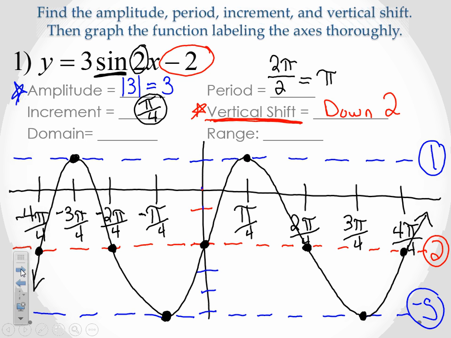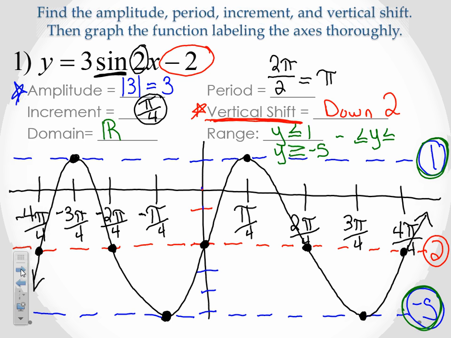But we can't forget we have to do domain and range. Our domain, remember, ladies and gentlemen, is always going to be all real numbers. Our range is going to be determined by our amplitude, so the 1 and the -5. We know that y has to be less than or equal to 1, and y has to be greater than or equal to -5, because we can never pass our amplitude points. You can write it like this, or if you prefer, you can write it like this.